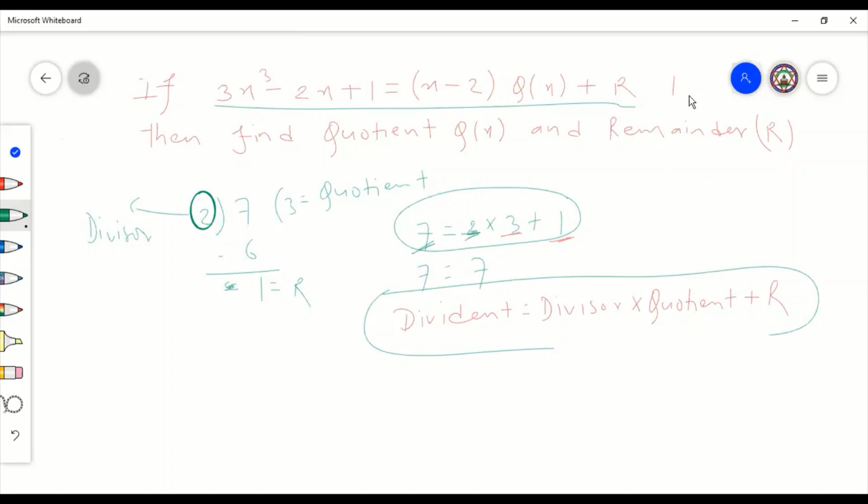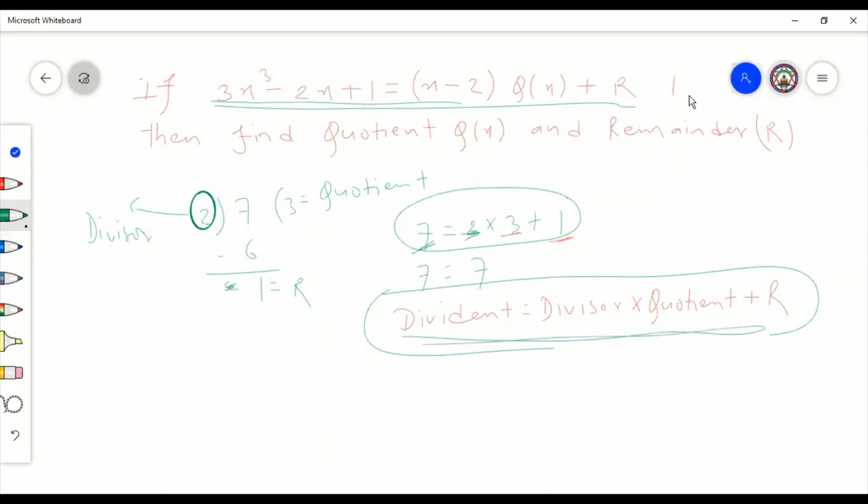So now in this case, to find out the remainder as well as the quotient in this given question, we need to know which one is the divisor as well as which one is the dividend. We must clarify it first over here. To know the divisor and the dividend, we must compare this given equation with this formula.